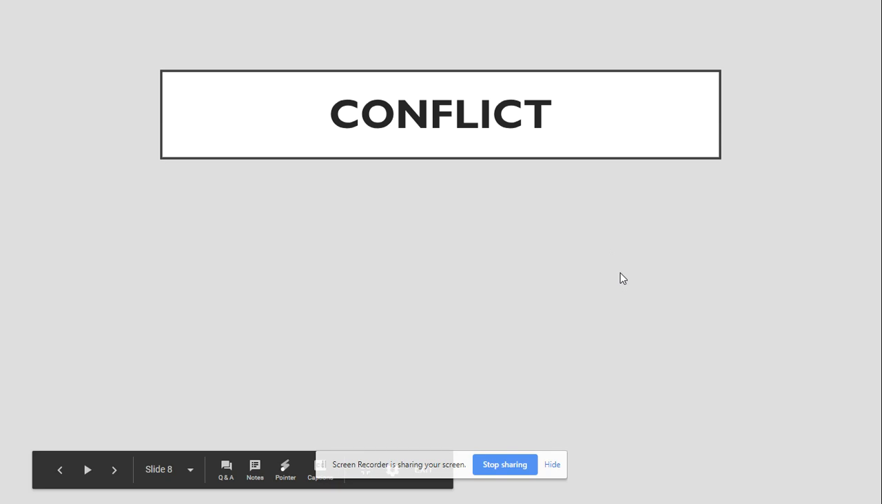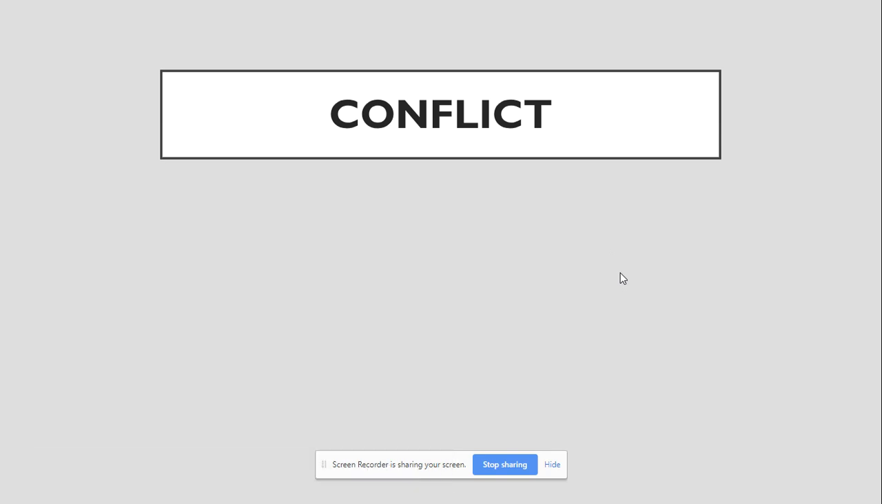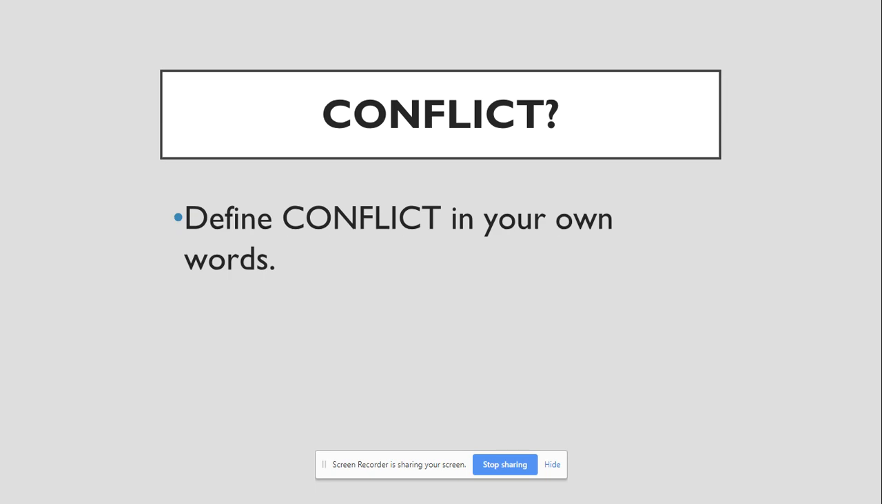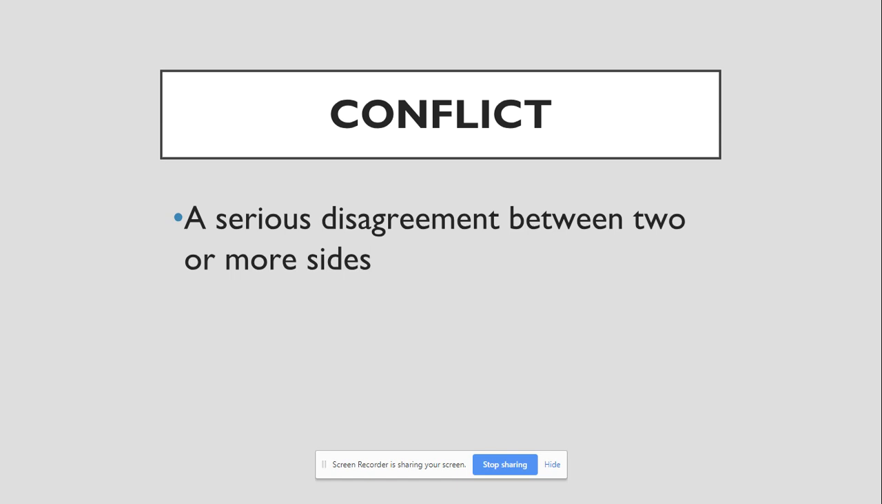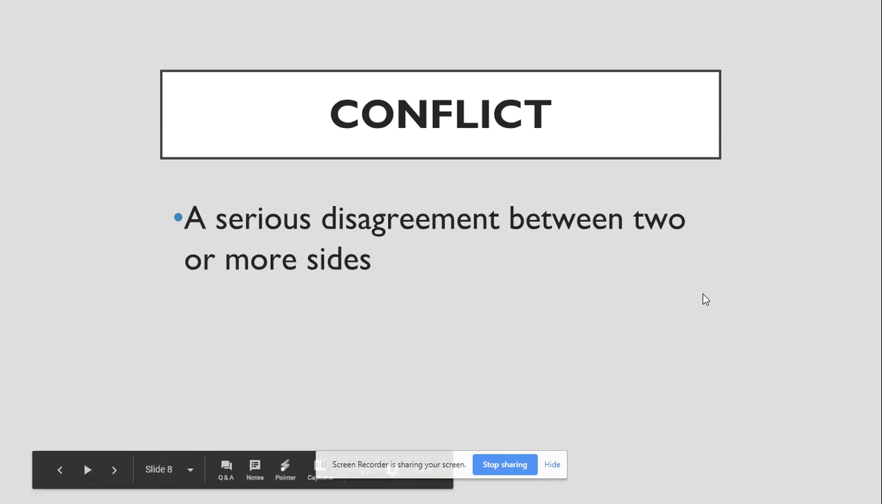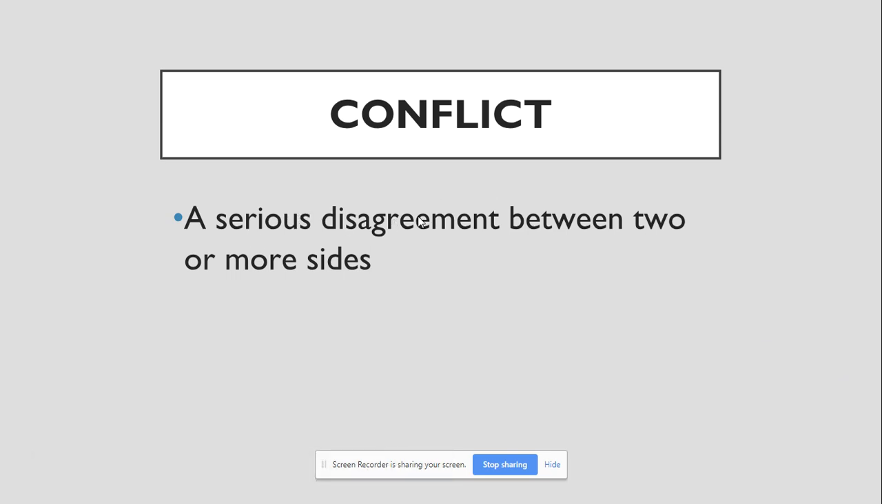This is success criteria number 1 for our mini unit, our learning target about tracing the development of a 20th century conflict. So conflict is a serious disagreement between two or more sides. Let's break that down a little bit. It's got to be serious. It's got to be a disagreement. And it's got to have two or more sides.